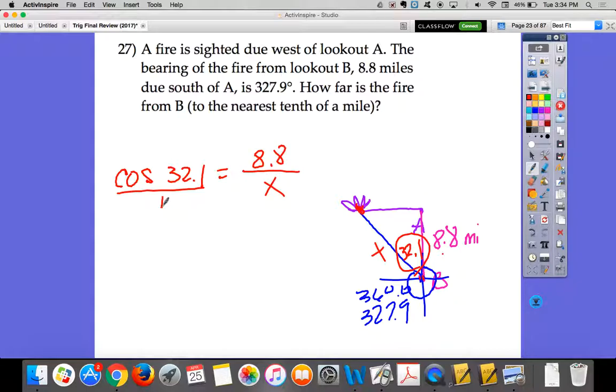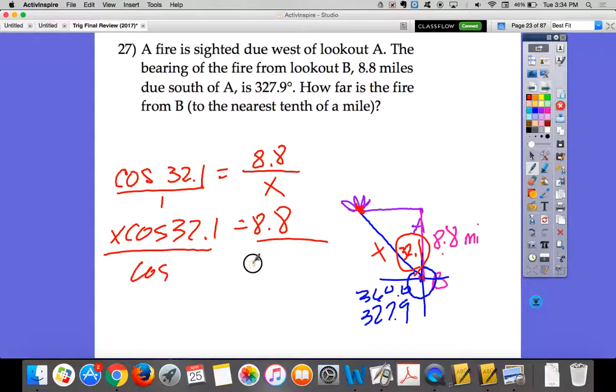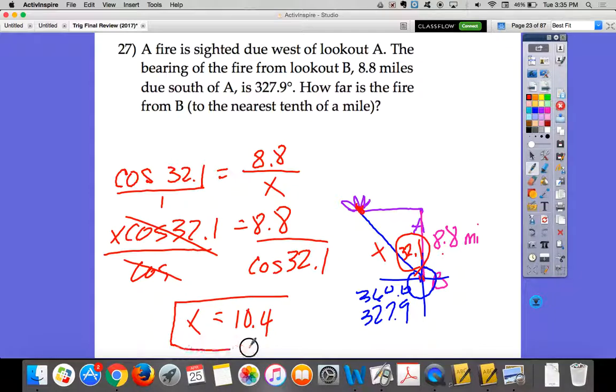So once again, slide that thing over, cross multiply. We've got this right here. And then you're going to divide both sides by cosine of your angle. I'm being lazy and not writing it over there, but I guess y'all understand that this all goes. I have 8.8 divided by cosine of 32.1 and 10, and what did it say, to the nearest tenth? So 10.4, and that would be miles. There you go.